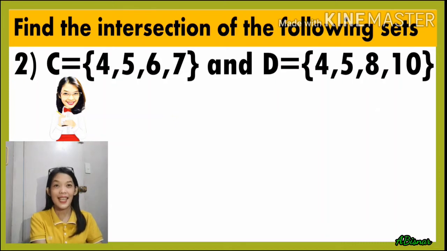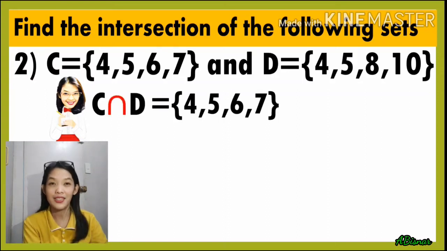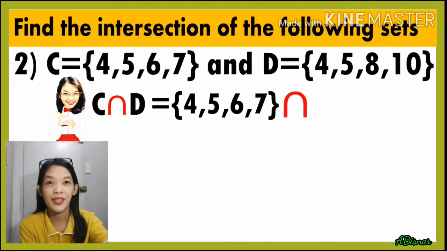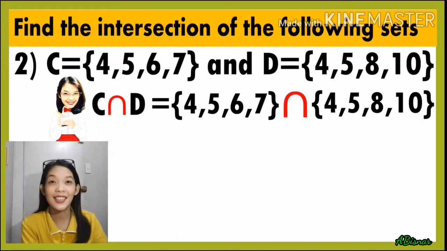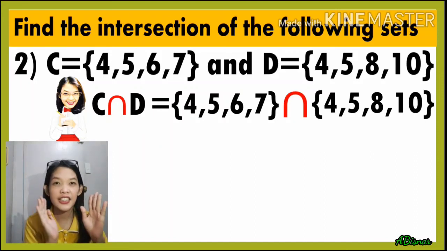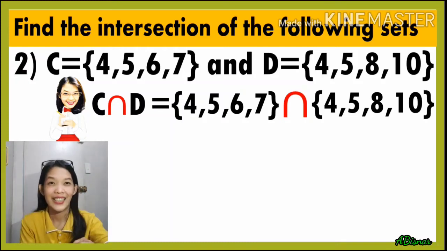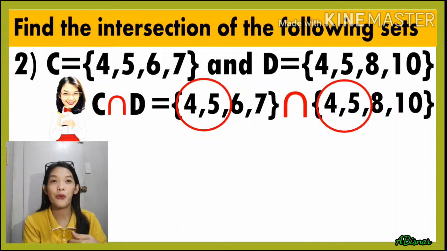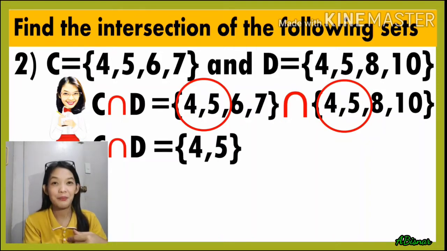In number 2, set C has the elements 4, 5, 6, and 7. And set D has the elements 4, 5, 8, and 10. So to get the intersection of C and D, we must list the elements of C, which are 4, 5, 6, and 7. Then the symbol for the intersection. Then, the elements of D, which are 4, 5, 8, and 10. So again, to get the intersection, what is common? Or what are the common elements? Are there any similar elements? Well, if yes, what is it? That's correct. And therefore, the similar elements are 4 and 5. So, the intersection of C and D will be 4 and 5. It's easy, right?